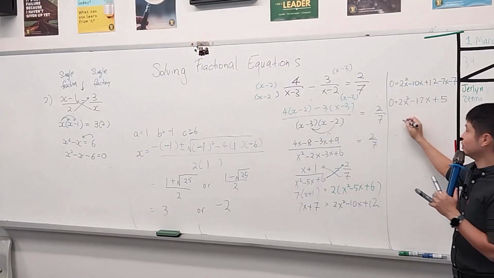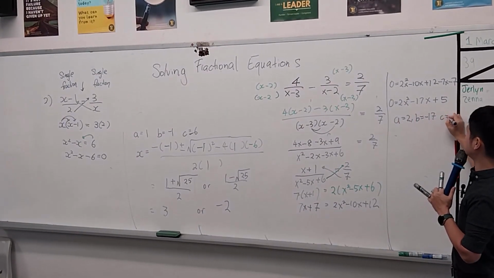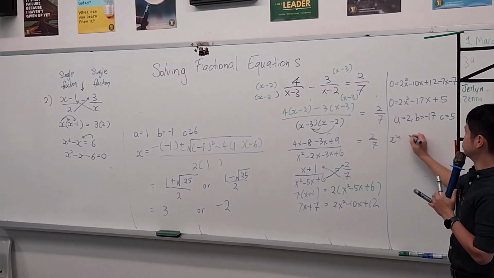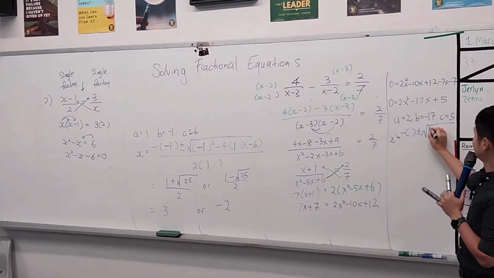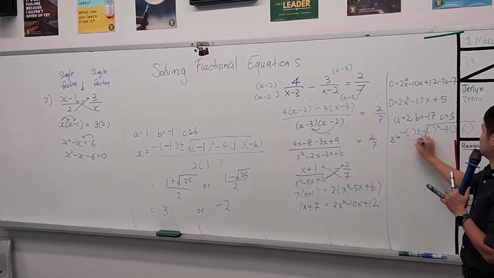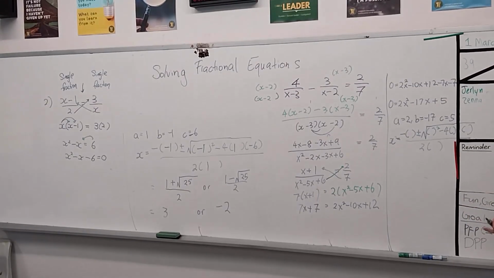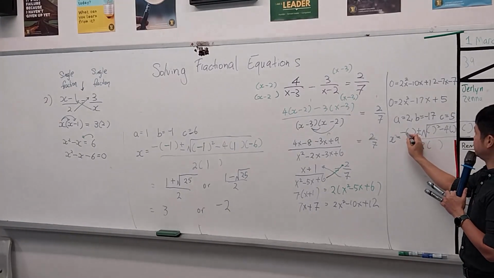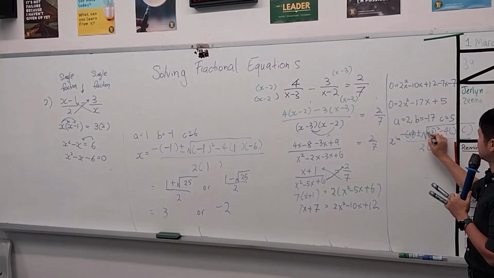So please again use the formula. A is 2, B is negative 17, and C is 5. Again, x equals negative b plus or minus square root of b squared minus 4ac all over 2a. You see, I do it in 2 stages. First stage is to put the bracket first. Then I put in the numbers the second time.